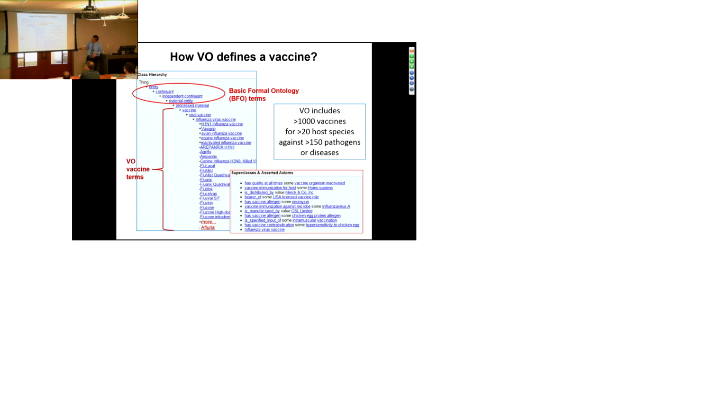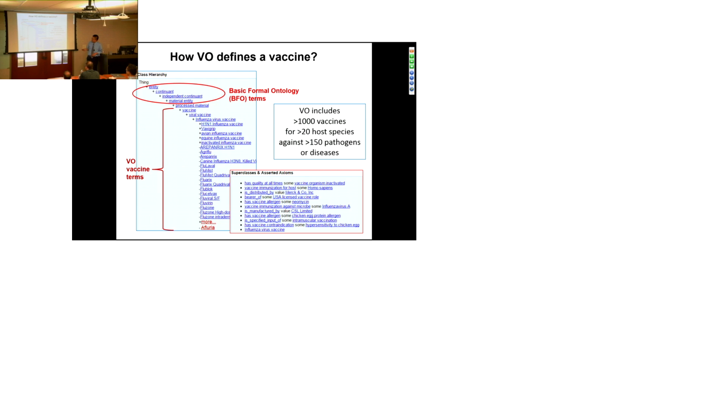So we treat anything associated with space as continuant, and anything associated with time as occurrent. We think a vaccine is a material entity, which is an independent continuant. Independent means it can sustain itself. But a color cannot sustain itself, so it's a dependent continuant.